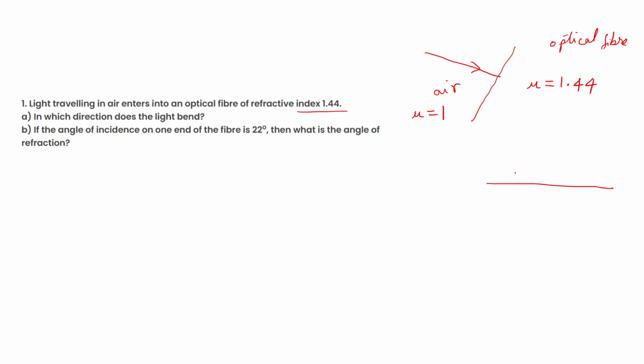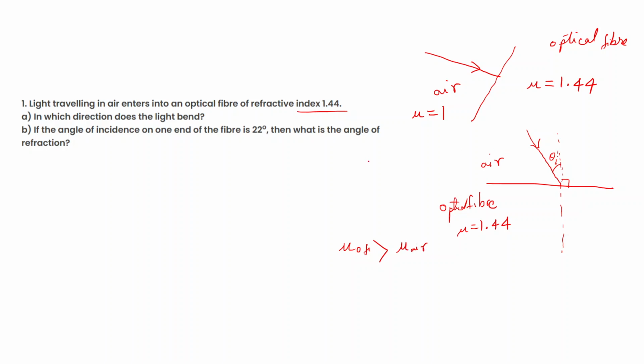Okay, let me draw it better. Here I have air, here I have this optical fiber, two different material media. Now first let's draw a normal to this interface. This normal I am drawing perpendicular to the interface. If this is my angle of incidence, let's call it theta I. Okay. Now since the information is that the refractive index of this optical fiber is 1.44, that means it is more than the refractive index of air.